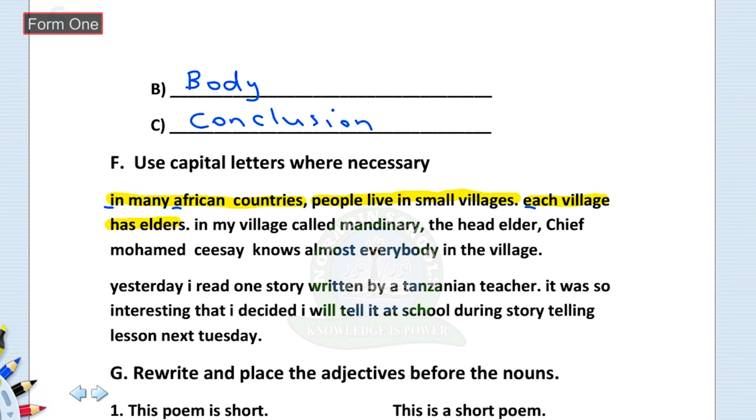Therefore, in my village called Mandinari, the head elder chief Muhammad Sisai knows almost everybody in the village. Here we have several words which should start with capital letters.